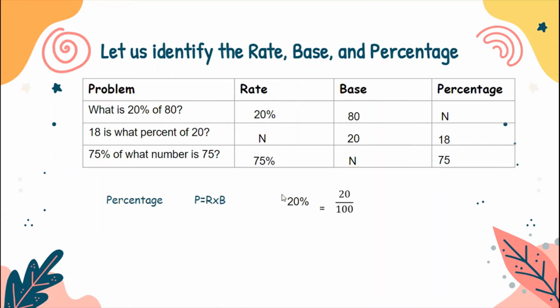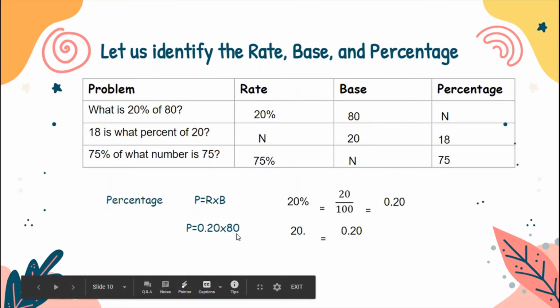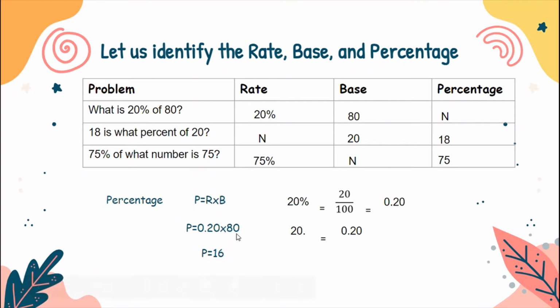Or we could put this into fraction form, 20 over 100, and to change this to a decimal, just move the decimal point 2 places to the left, 1, 2, that makes it 0.20. After we convert our rate into a decimal, that's the time we can multiply it with our base, which is 80. So 0.20 times 80. The answer is 16.